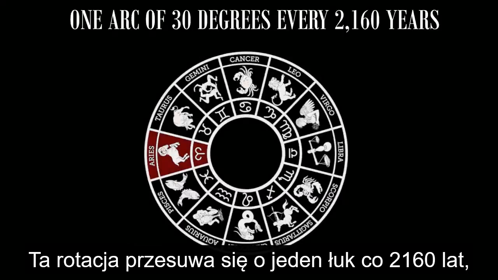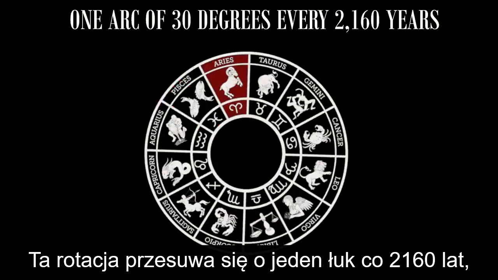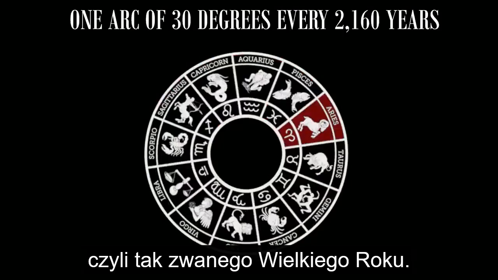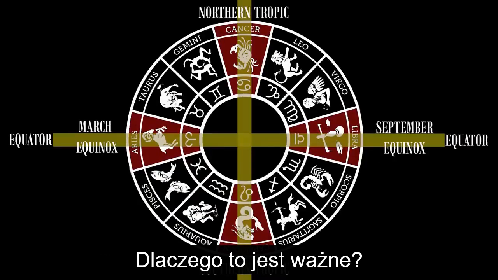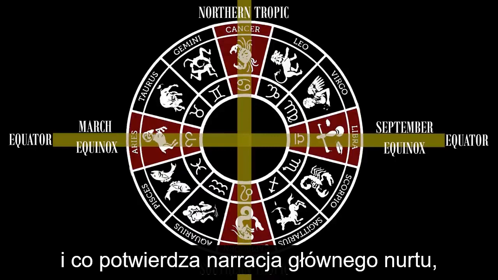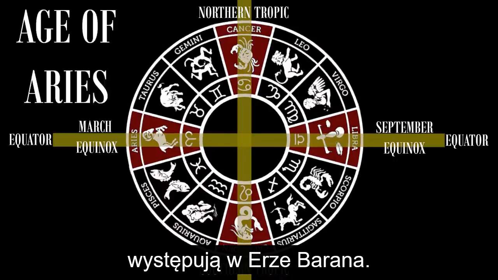This rotation keeps shifting one arc every 2,160 years until the wheel makes a full circle, or what is known as a great year. Why is this important? What we see here, and what the mainstream narrative confirms, is that the tropics of Cancer and Capricorn occurred during the age of Aries.